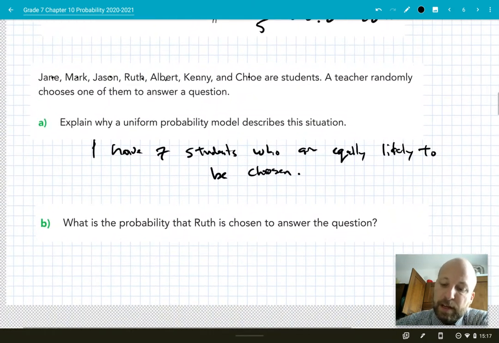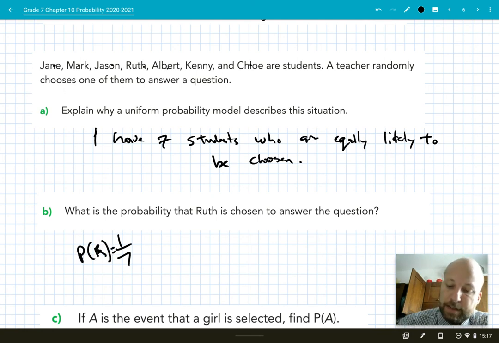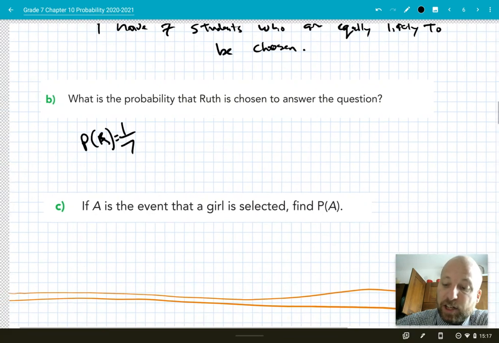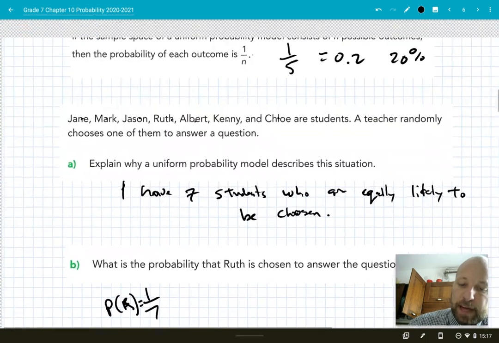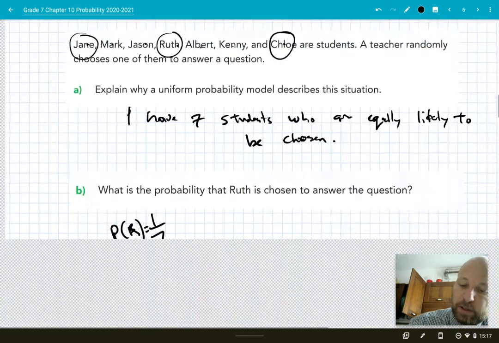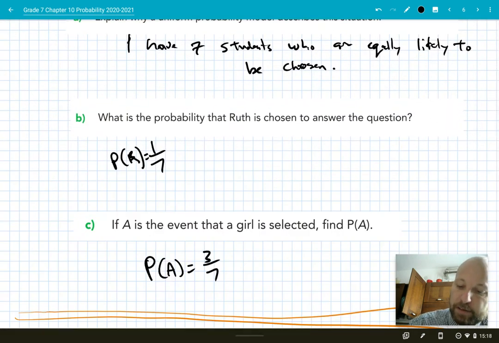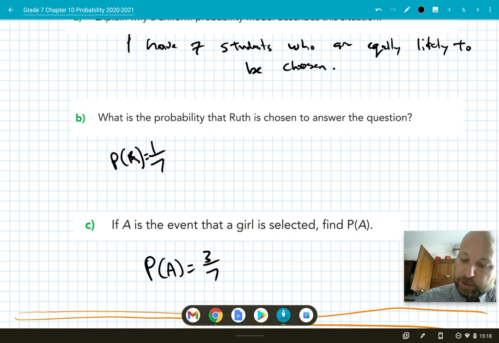What is the probability that Ruth is chosen to answer the question? Well, the probability would be 1 out of 7. If A is the event that a girl is selected, find the probability of A. Well, if a girl, that would be Jane, Ruth, and Chloe. So the probability would be 3 out of 7. The probability of that event A, a girl is selected, is 3 out of 7. All right, let me know if you have any questions. This one's pretty straightforward.